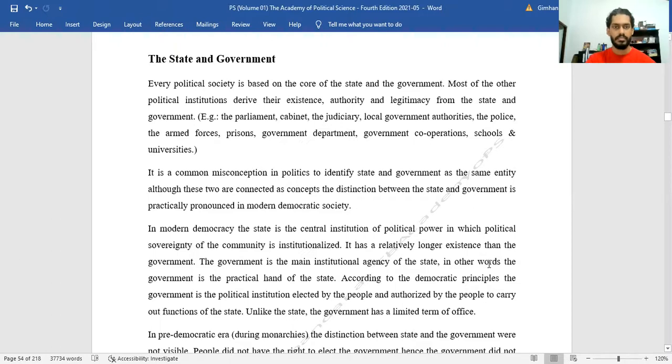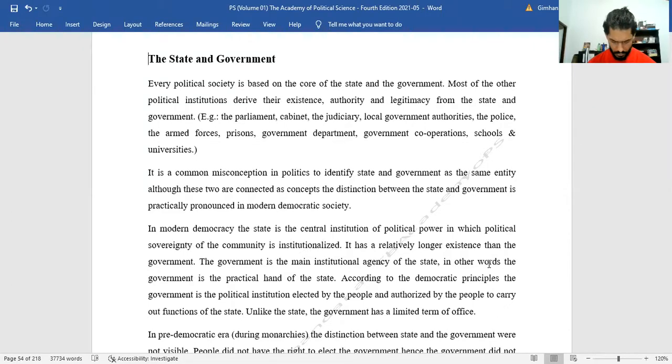The state and government. Every political society is based on the core of the state and the government. Most of the other political institutions derive their existence, authority, and legitimacy from the state and government. Example, the parliament, cabinet, the judiciary, local government authorities, the police, the armed forces, prisons, government departments, government corporations, schools, and universities. It is a common misconception in politics to identify state and government as the same entity, although these two are connected as concepts.